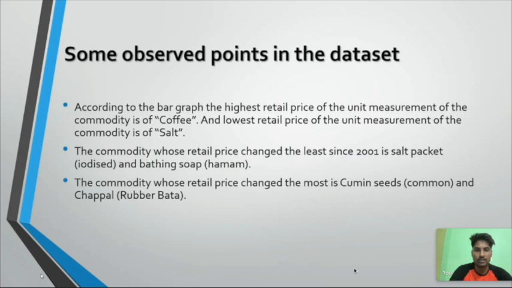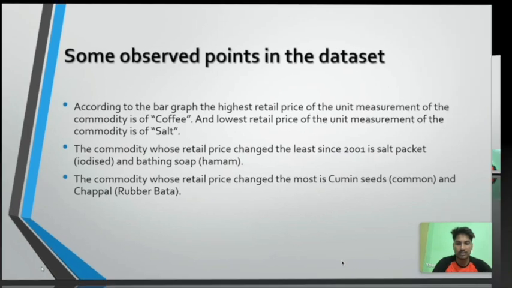The commodity whose retail price changed the least since 2001 for an edible item is salt packet, and for a non-edible item it is bathing soap. Similarly, the commodity whose retail price changed the most in edible items is cumin seeds, and for non-edible items it is chappal. Now passing over to my group mate for hypothesis testing.